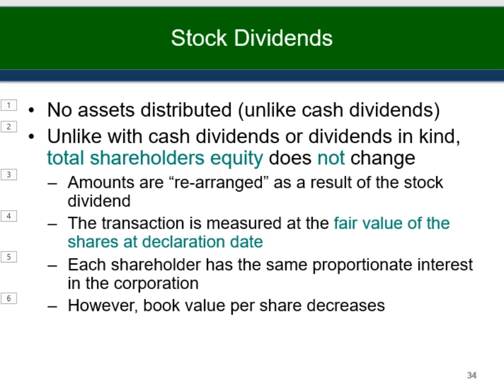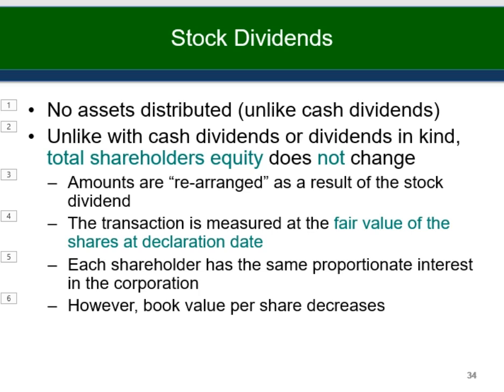So stock dividend, no assets distributed, unlike with cash dividends or dividends in kind. Total shareholders' equity does not change, it's just a rearrangement of money or value from the retained earnings to the share capital account. It's measured at the fair value of the shares at the declaration date, so the date that the liability is created. Each shareholder has the same proportionate interest in the corporation, but book value per share decreases.